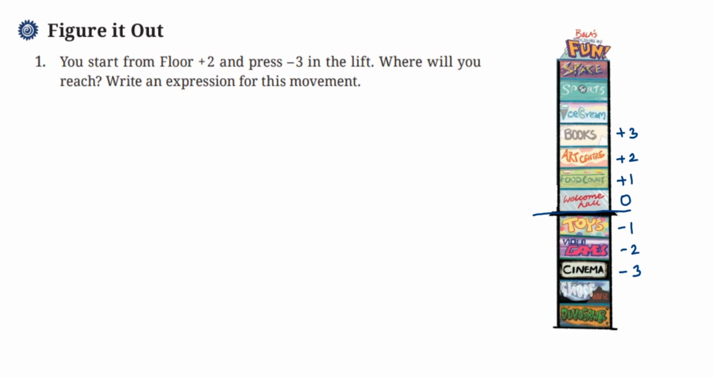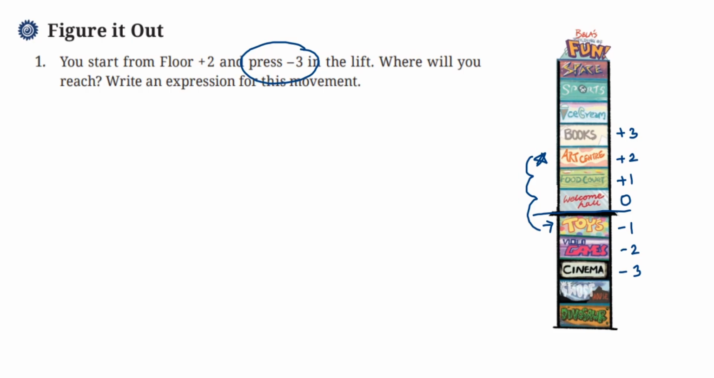Now the question is, you start from floor +2. So where is our floor +2? It is here, which is the art center. This is our starting point. Let's mark it with a star. And then you press -3. So this is your movement. Your starting point is +2 and your movement is -3. This means you have to go 3 floors down. So 1, 2, 3. Where did you reach? You reach here at toys.